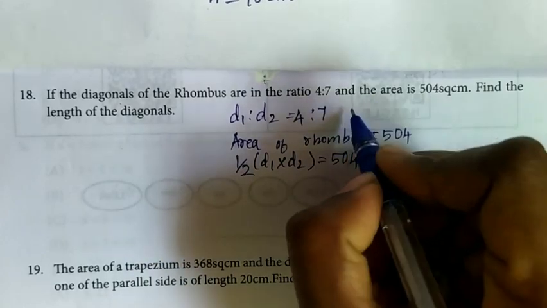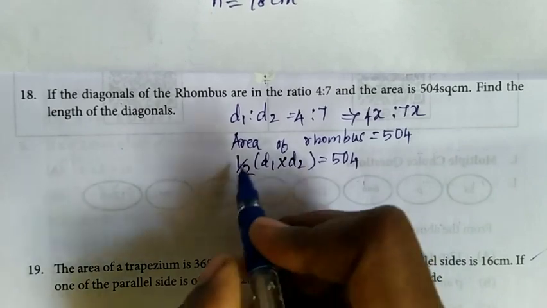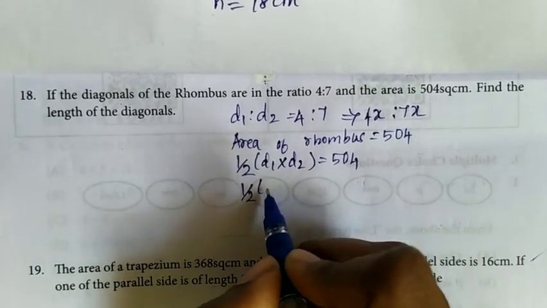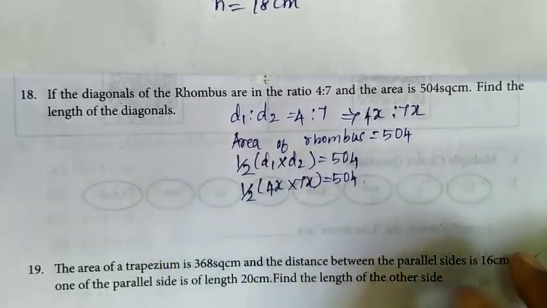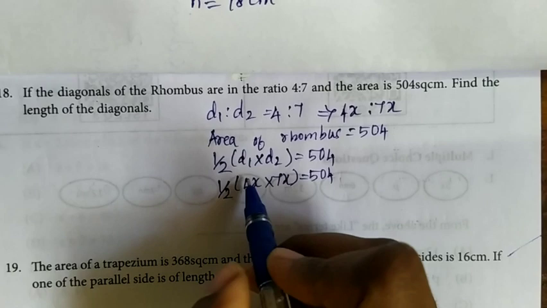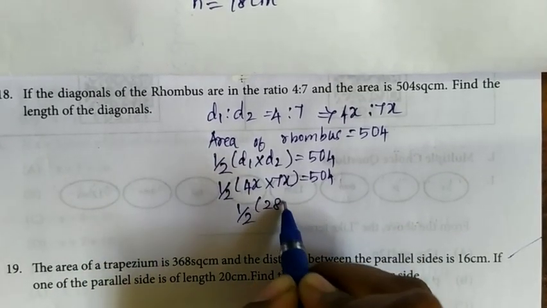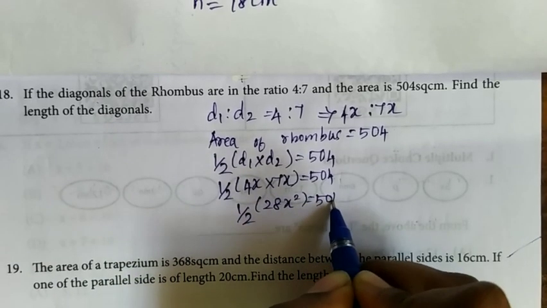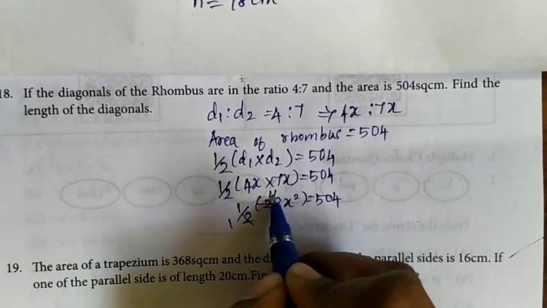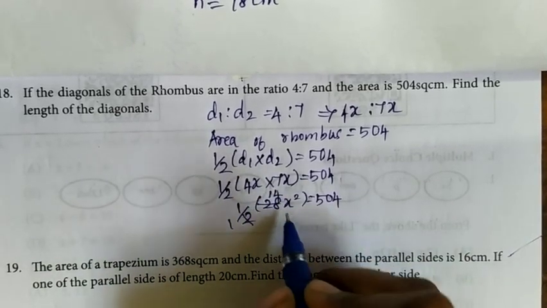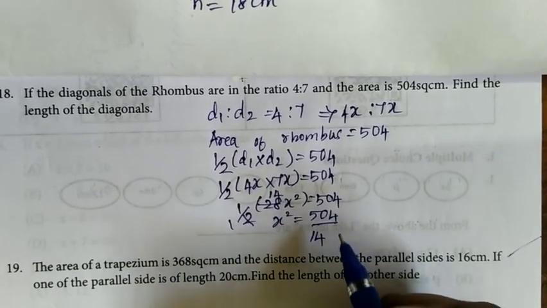See, we write this ratio as 4x and 7x. Then substitute these values in d1 and d2. Half into d1 is 4x and d2 is 7x equal to 504. Half into 7 4s are 28 x square equal to 504. Cancel it by second table. 2 1 is 2 and 2 into 14 is 28. Then keep x square here. 504 divided by 14.